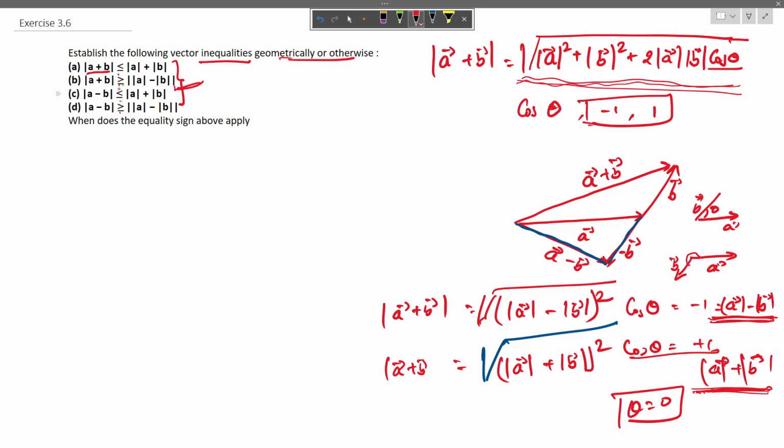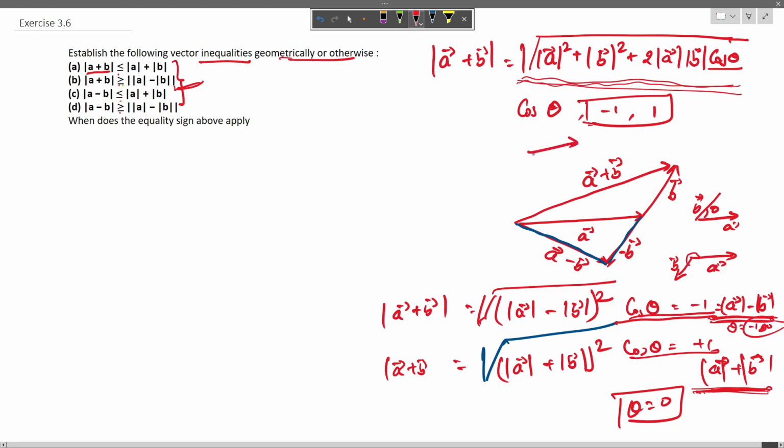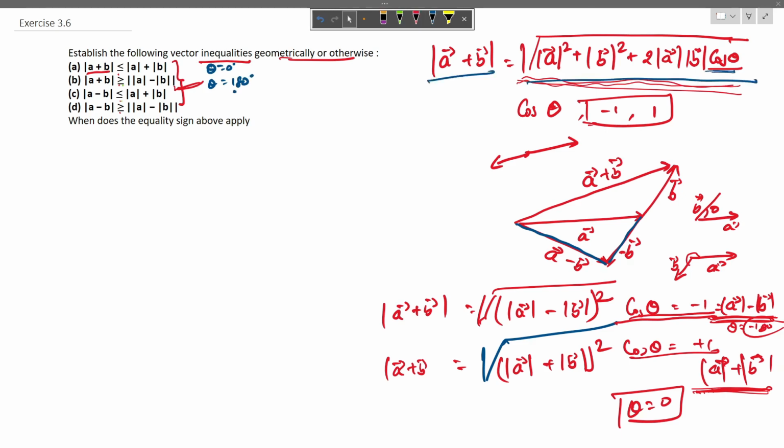Now the equality will hold when cos theta equals -1 or theta equals 180 degree, or when both the vectors are in opposite direction. So here equality will hold when theta equals 0 degree in the first case, and when theta equals 180 degree, the equality will hold in the second case.